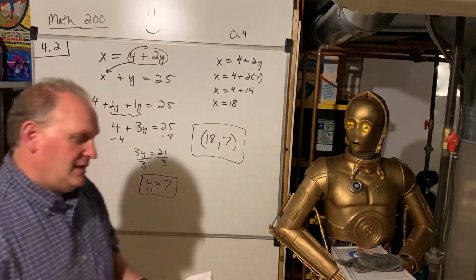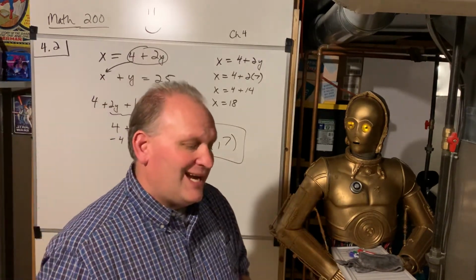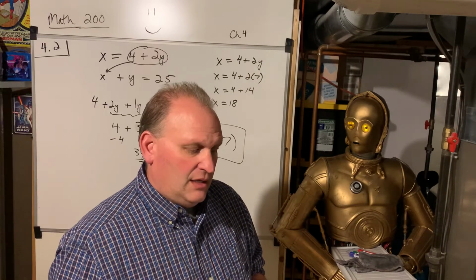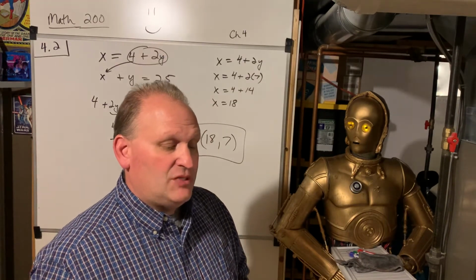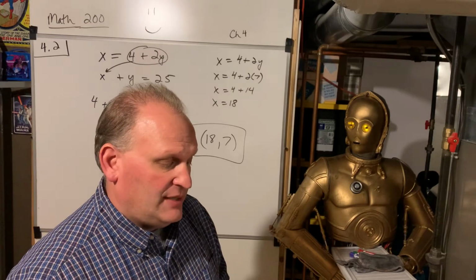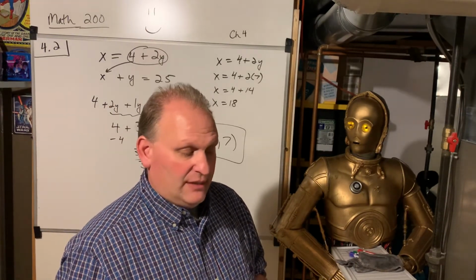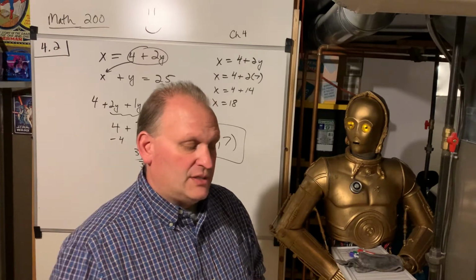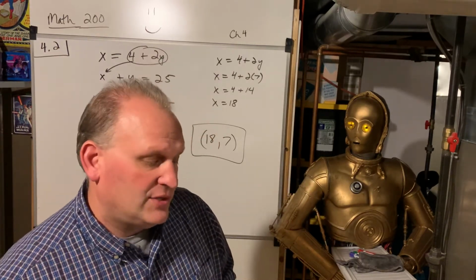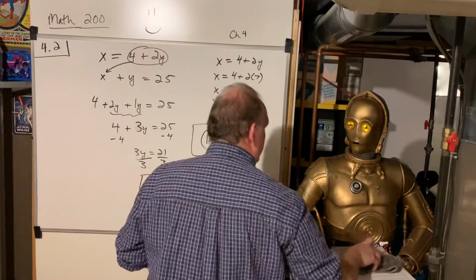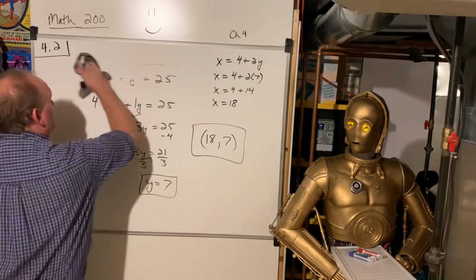All right, let's look at number 2. The measure of the largest angle of a triangle is 90 degrees more than the smallest. And the measure of the remaining angle, so the middle angle, is 30 degrees more than the smallest. Find the measure of each angle. Okay, so we've got large, medium, and small.